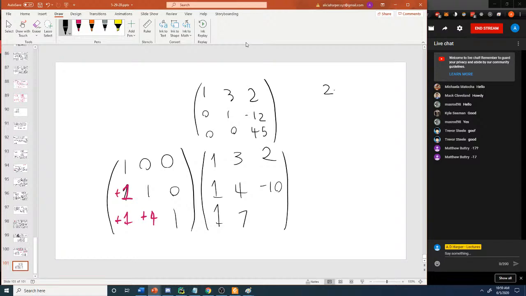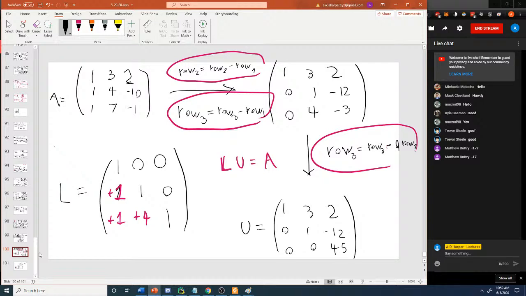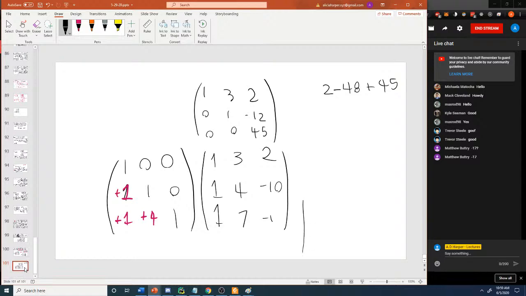And this column with this row, I get 2 minus 48 plus 45. So that is going to be just negative 1. And you'll note that I have recovered my matrix A. So this is called an LU decomposition of A.